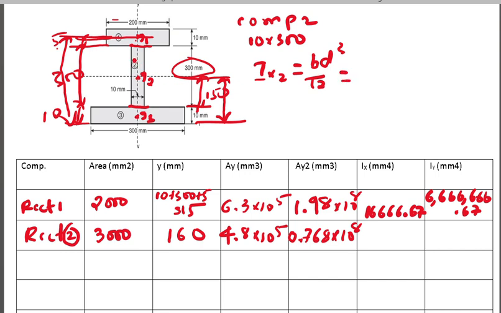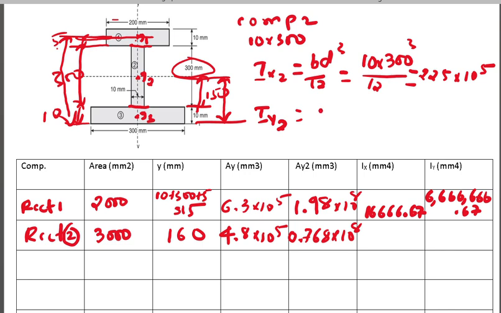For component 2, what is the width? The width is 10. And what is the depth? The depth is 300. That is bd cube divided by 12. Then you will get 225 into 10 to the power of 5. In a similar manner for Iy2.